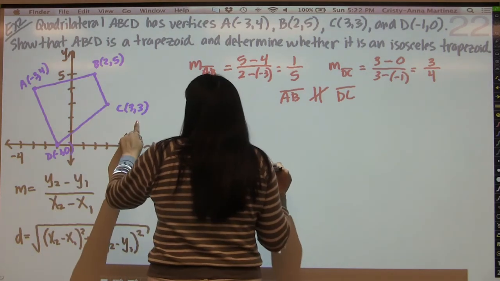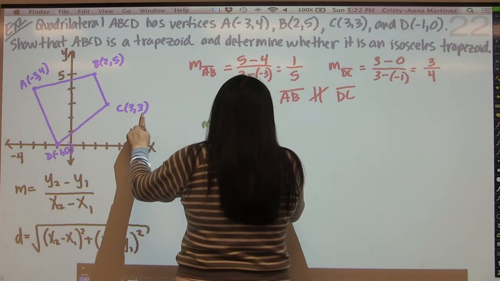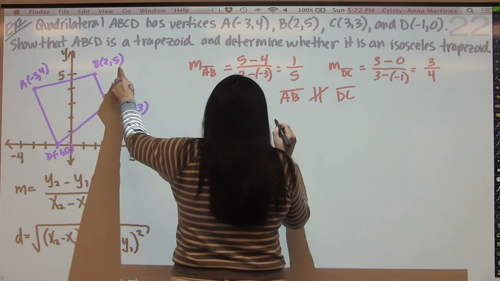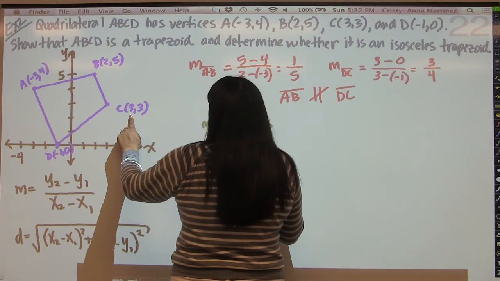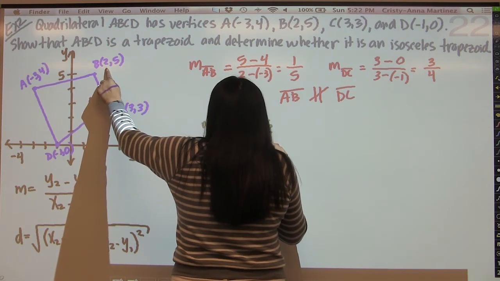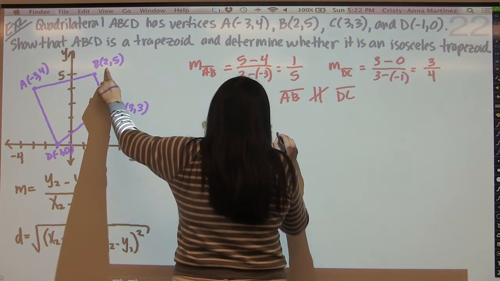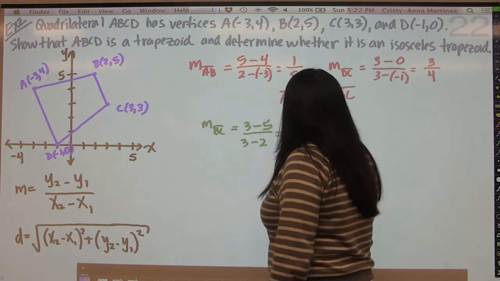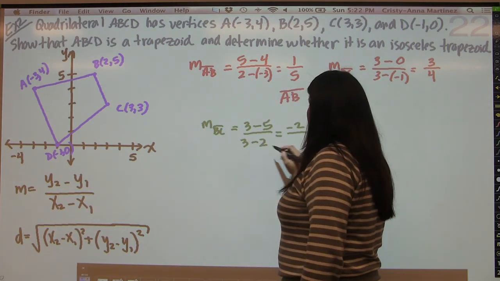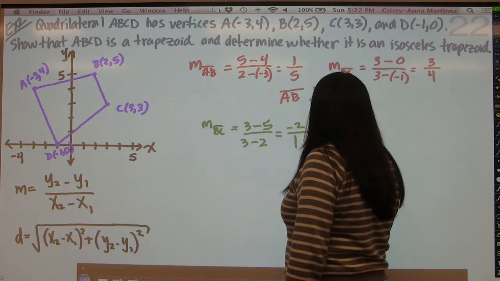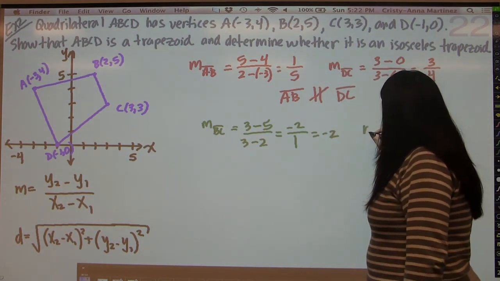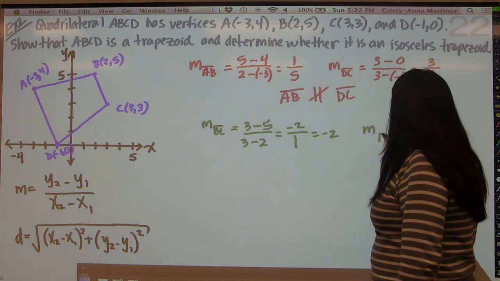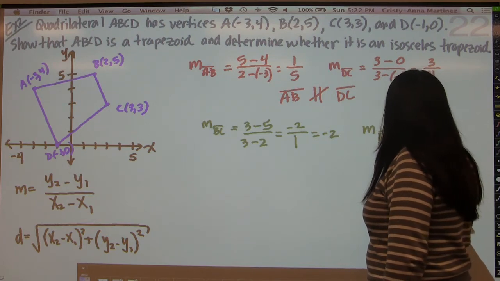So using these 2 points, we're going to take y2, which is 3, minus y1, which is 5, over x2, which is 3, minus x1, which is 2. 3 minus 5 is negative 2, and 3 minus 2 is 1. So we get a slope of negative 2 for BC. And now we're going to try the slope of AD, the opposite side.